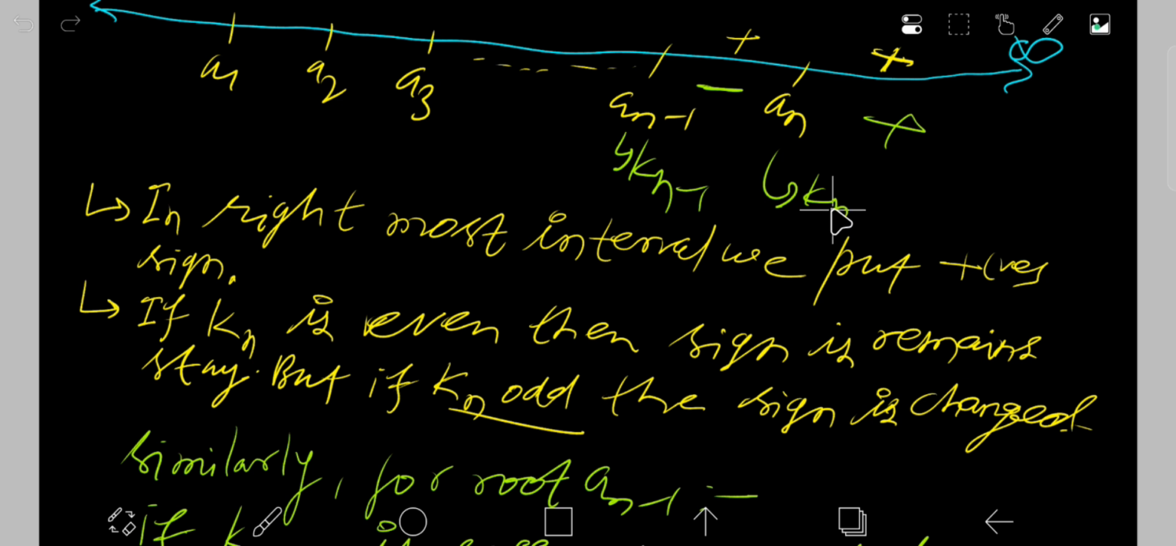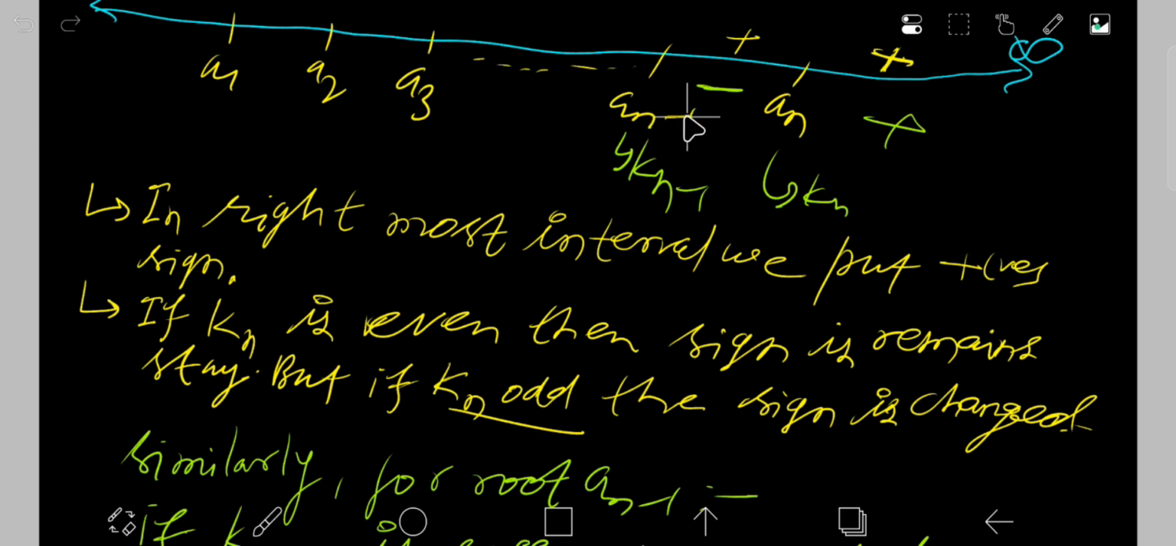But if kn is odd, then the sign changes from positive to negative, so here we take the negative sign. Similarly, apply this for the kn minus 1 root and all other roots, and so on.